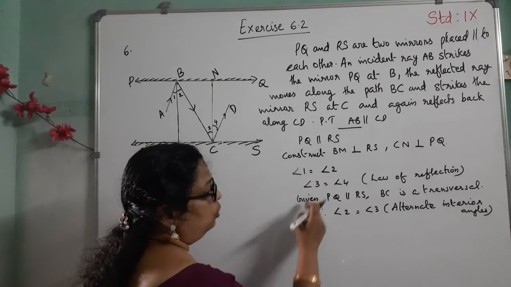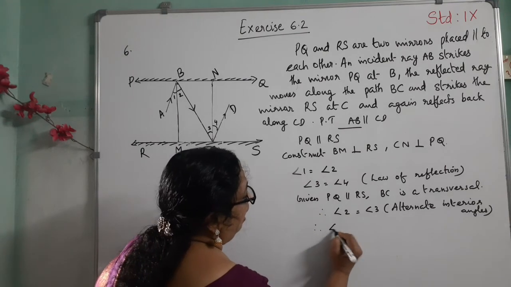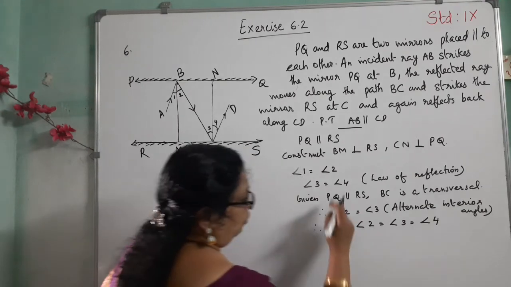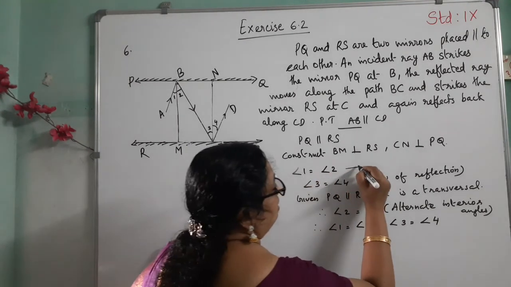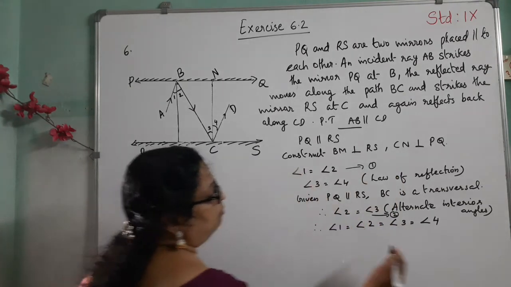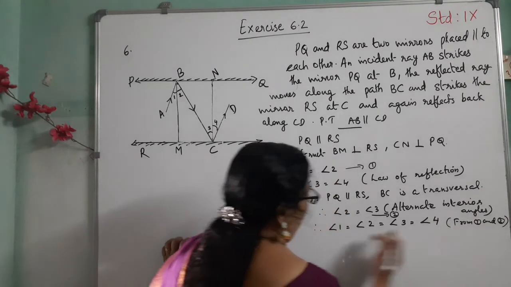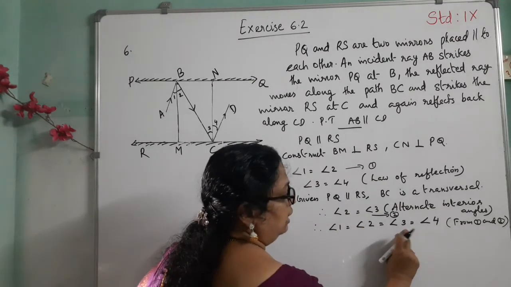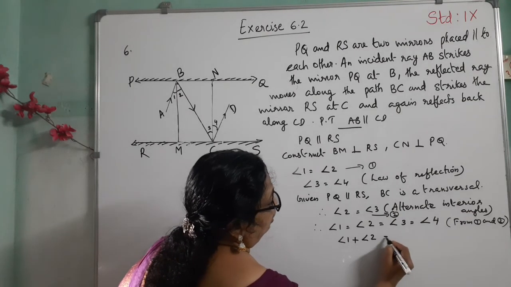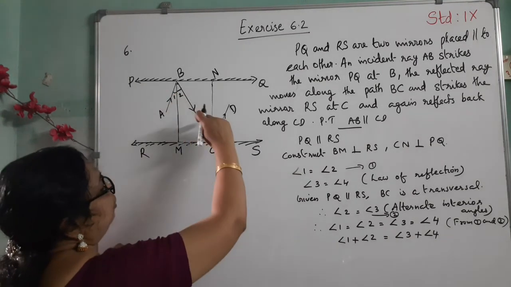Angle 1 equals angle 2, angle 3 equals angle 4. But angle 2 equals angle 3. So we can write angle 1 equals angle 2 equals angle 3 equals angle 4. Angle 1 equals angle 2, let it be equation number 1. Angle 2 equals angle 3, let it be equation number 2. So from 1 and 2, we get angle 1 equals angle 2 equals angle 3 equals angle 4. So we can write angle 1 plus angle 2 equals angle 3 plus angle 4.